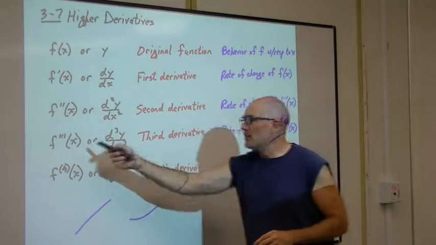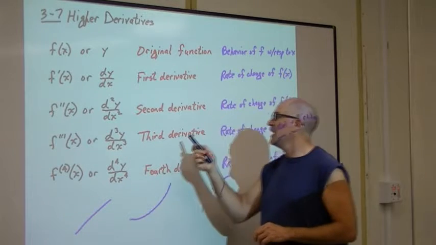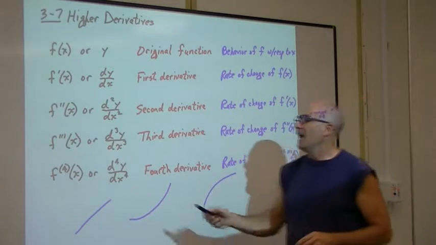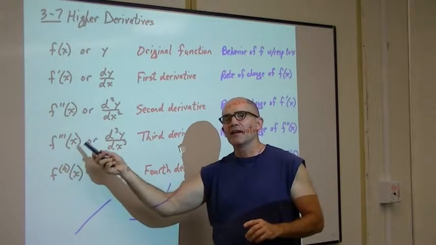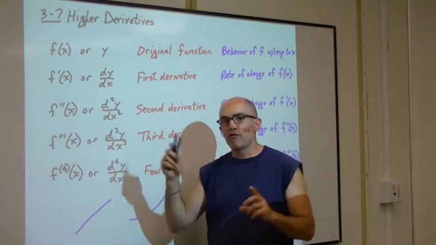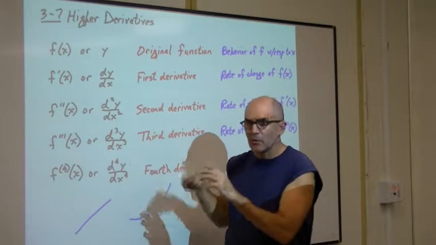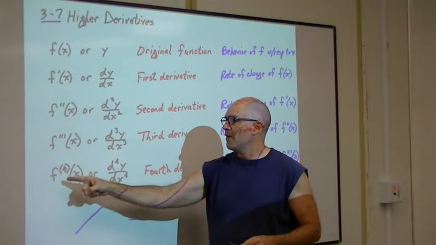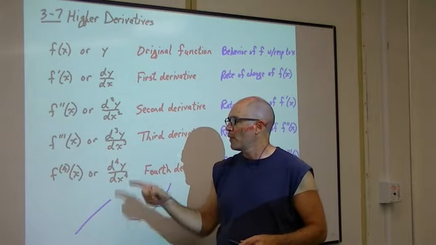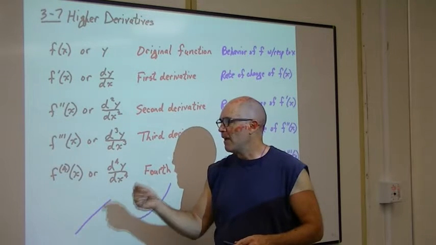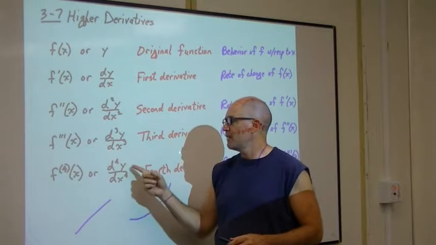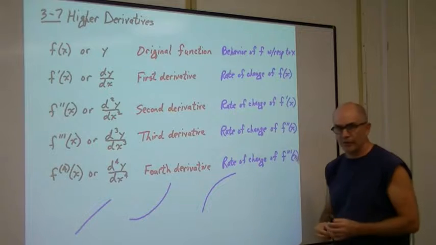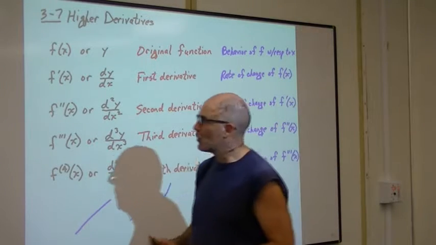Now, f triple prime, or d3y over dx3, is the third derivative, or the rate of change of the second derivative. And once we get past 3 primes, we don't want to go 4 primes, 5 primes, 16 primes, that'd just take way too much. So we just put a 4 in parentheses. So f4 of x, or the fourth derivative of f with respect to x, d4y over dx4. That's the fourth derivative, the rate of change of the third derivative. Okay, cruising onward.